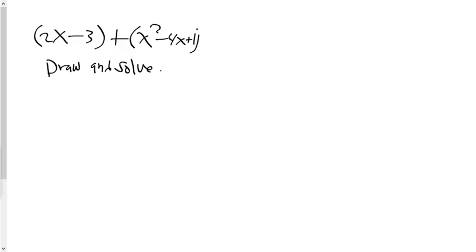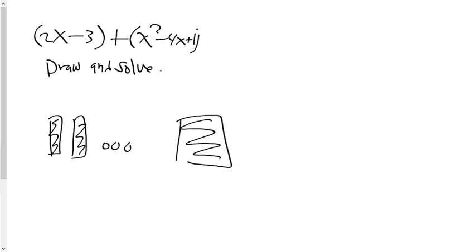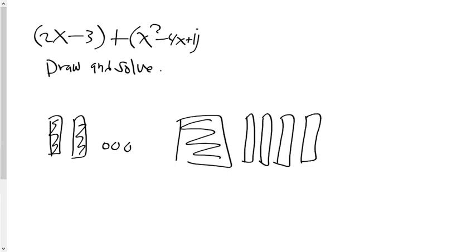Your next question says draw and solve. So 2x minus 3 will be 1x, 2x, and minus 3. An x squared, a minus 4x, and a plus 1. So when I combine those, it's going to be an x squared. It's going to be a negative 2x, and it's going to be a negative 2. So 1 point for the drawing and 1 point for the solution of x squared minus 2x minus 2.